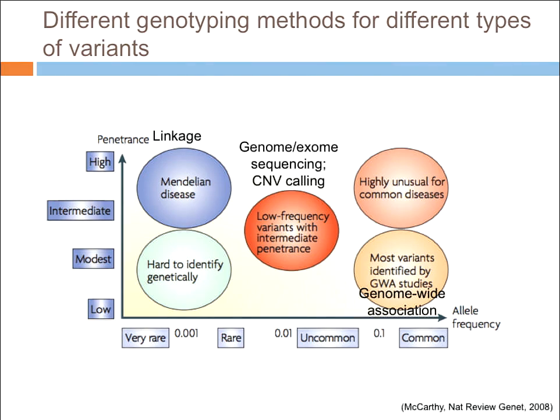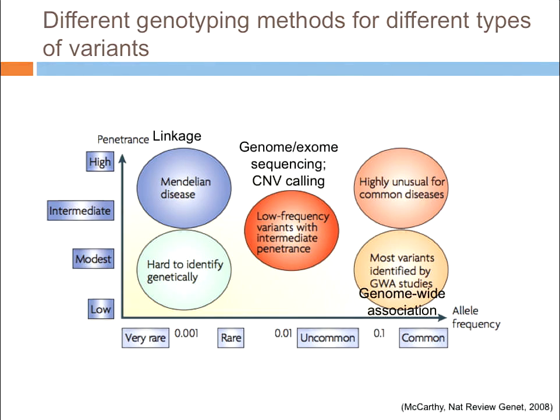Other alleles are very common in the population. Those common alleles probably don't have a huge effect on the structure of the brain or on any particular phenotype, because if they did, they would be selected out of the population pretty quickly. So for those, they have a low effect, and we assay those using genome-wide association studies.